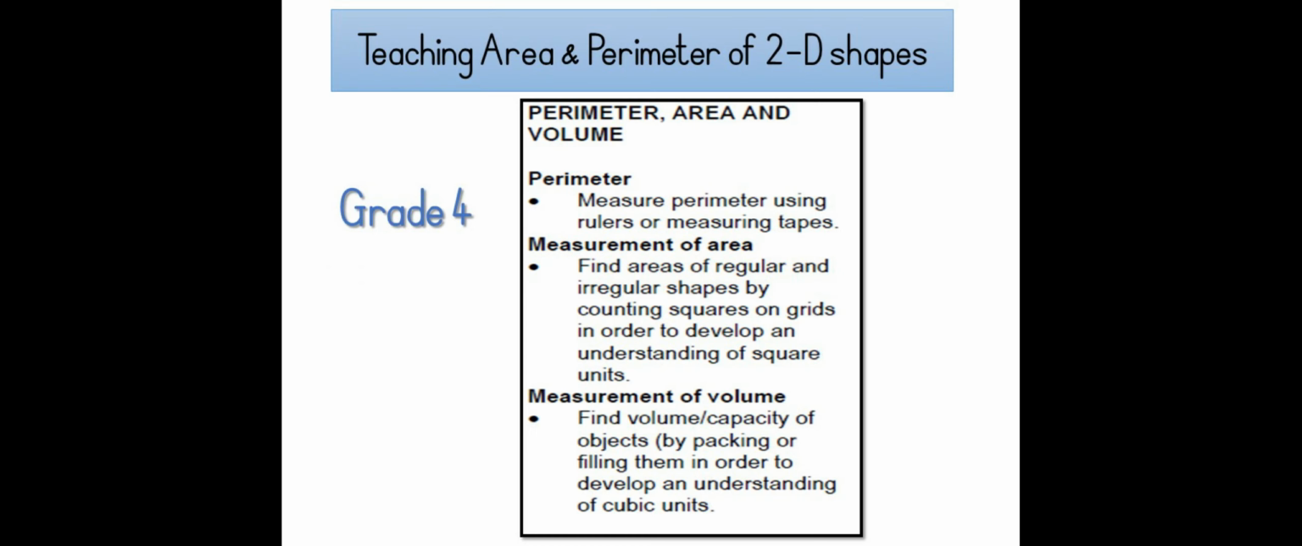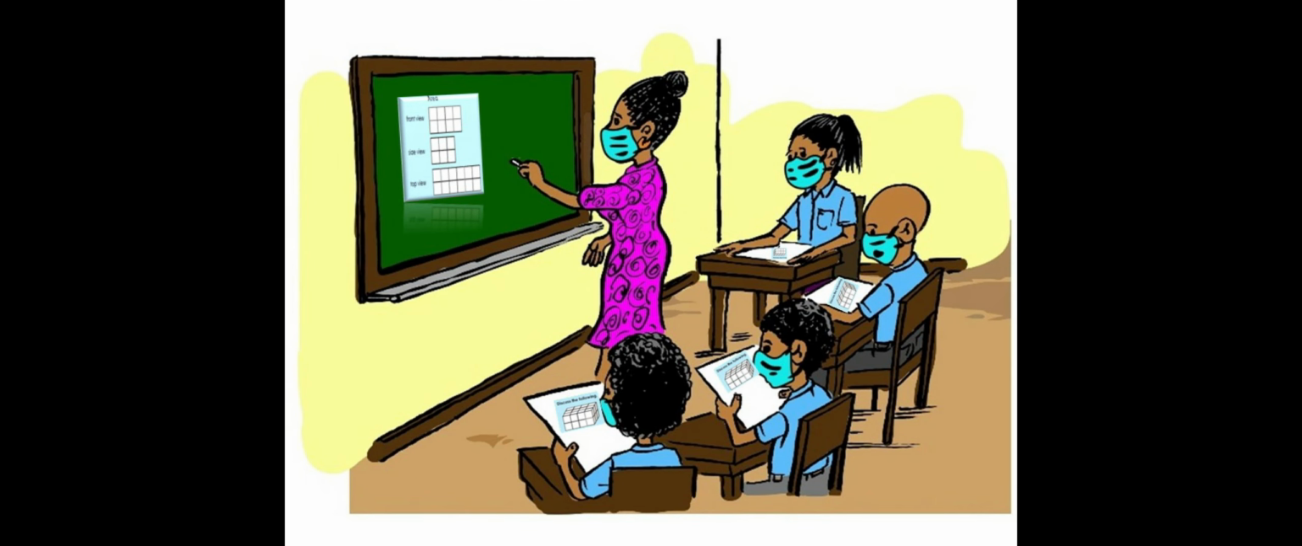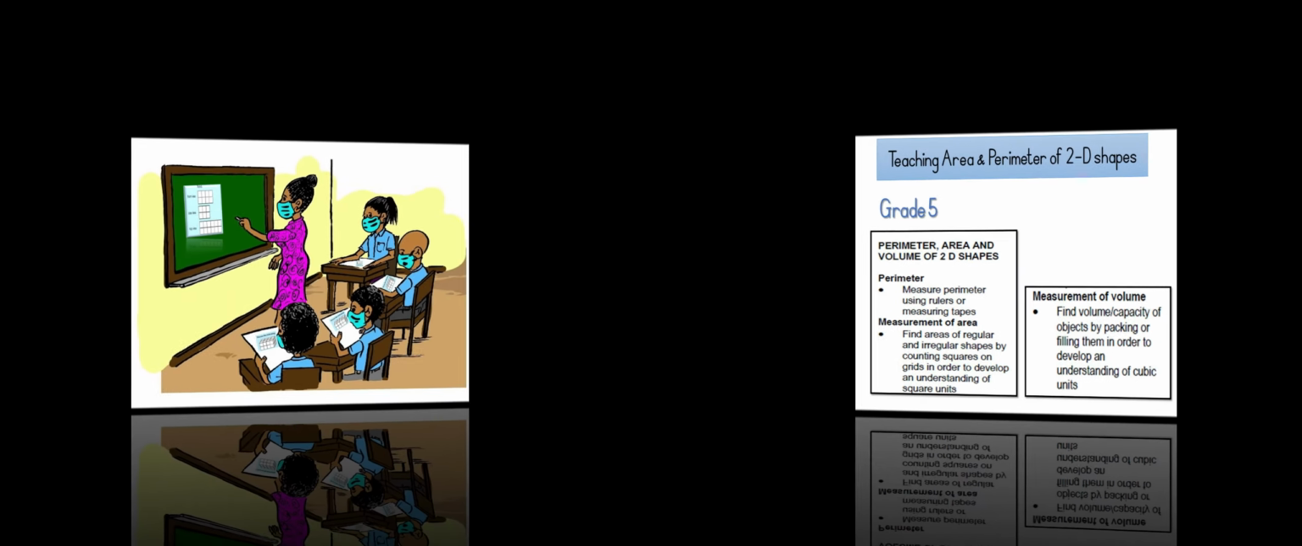This topic is included for teaching to grade 4 learners during the first week of term 4 with 6 hours allocated teaching time. Learners must measure perimeter using rulers or measuring tapes. They must be able to find areas of regular and irregular shapes by counting squares on grids and find the volume of objects through packing or filling them to better understand cubic units.